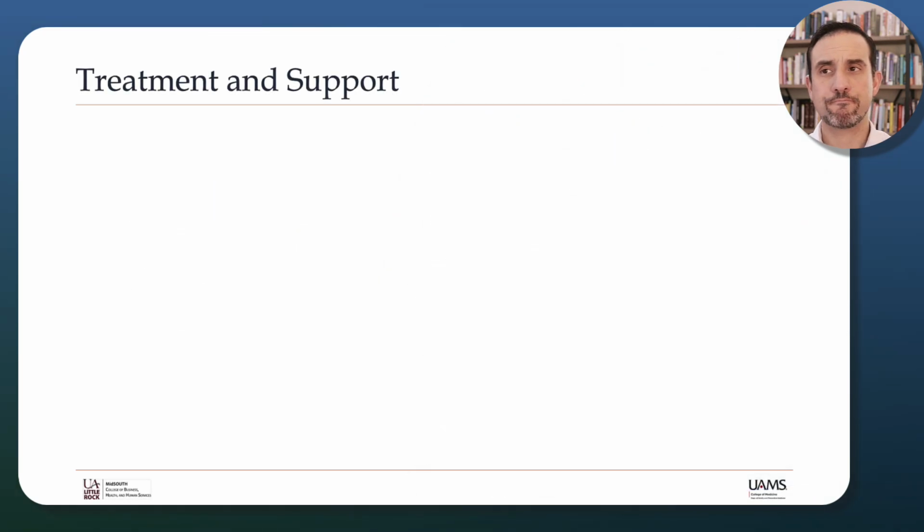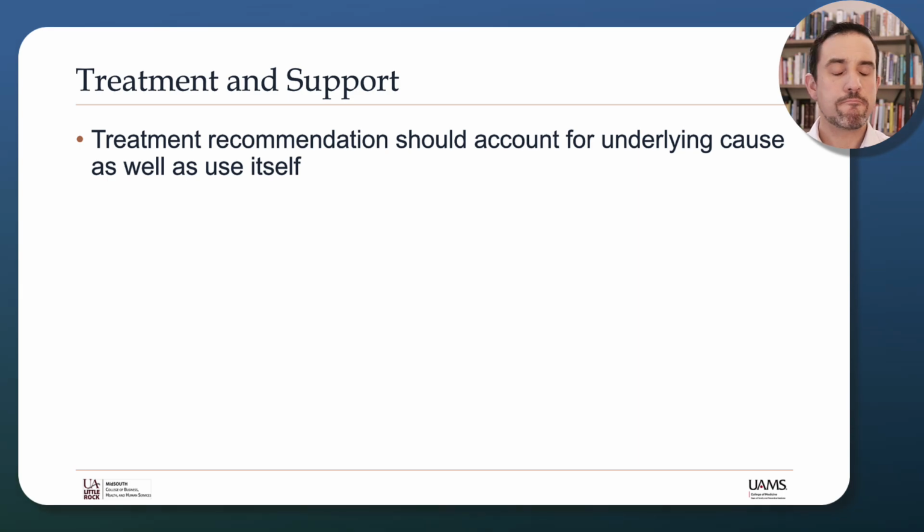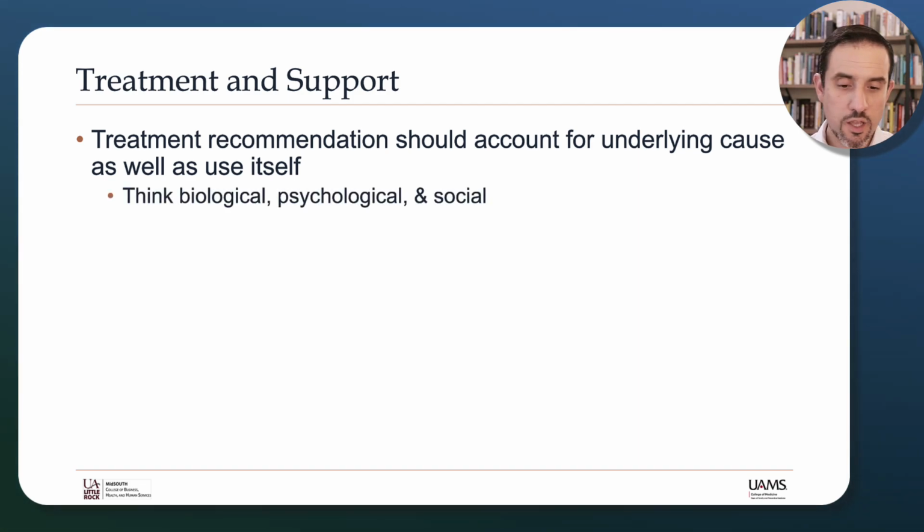So in terms then of the treatment side, treatment and support, the recommendation you give should account for any underlying reason for use, like anxiety, depression, etc., as well as the use itself. So the easy way to think about this is there can be biological, psychological, and social reasons why people use substances. It can be, again, just like an addictive biological process. It can be about coping.